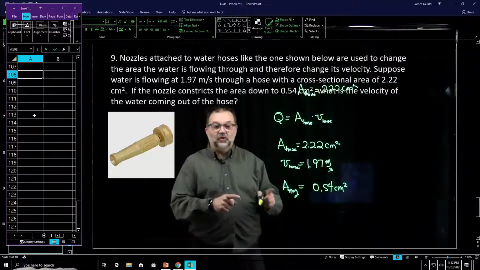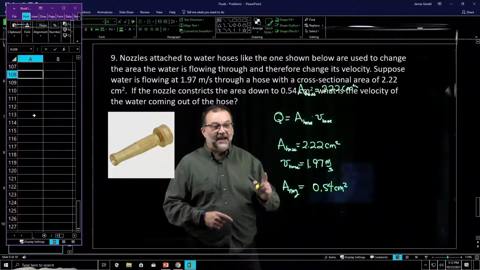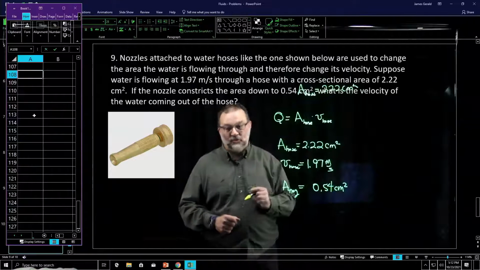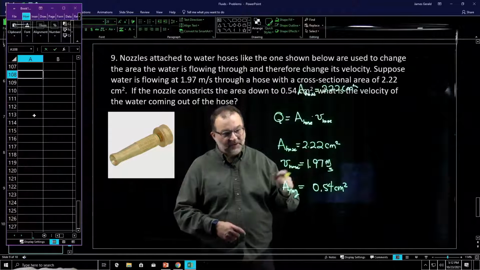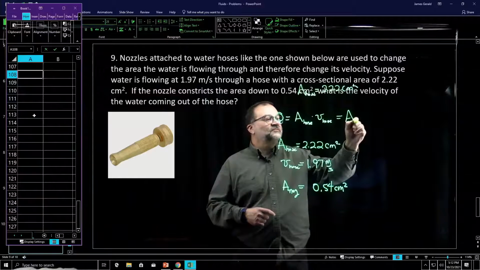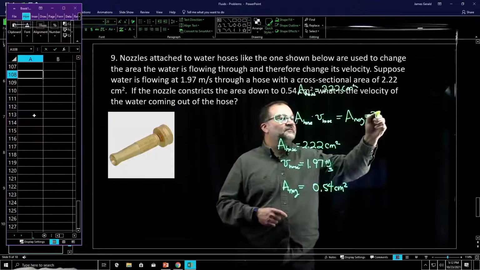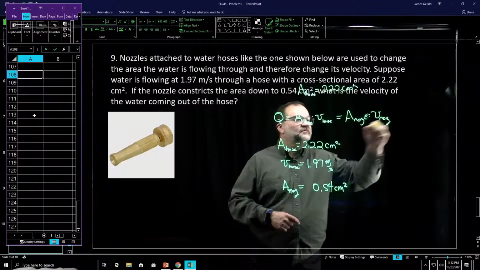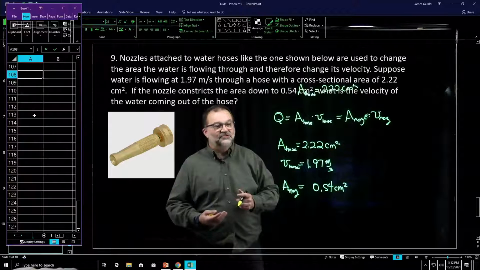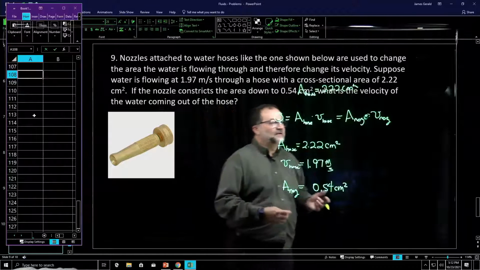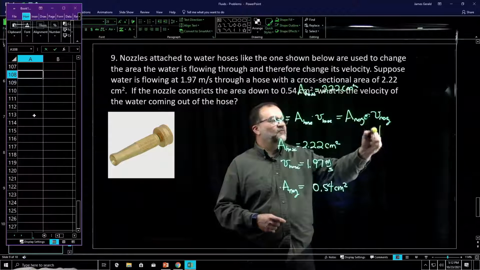And the flow rate out of the nozzle has to be the same as the flow rate in the hose because water is not disappearing from anywhere. It's still there. So area of the nozzle times velocity in the nozzle has to be the same as area in the hose times velocity in the hose. All good, yes? So we've just got to solve for what we're after.